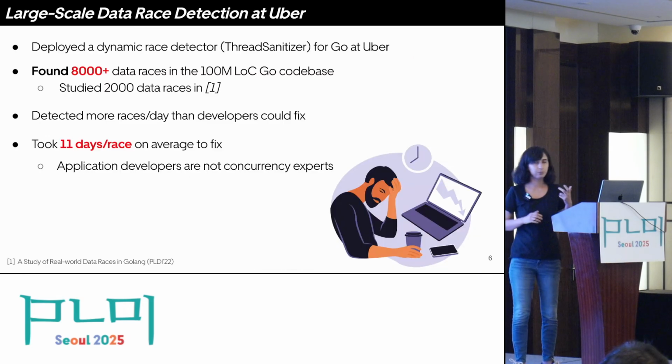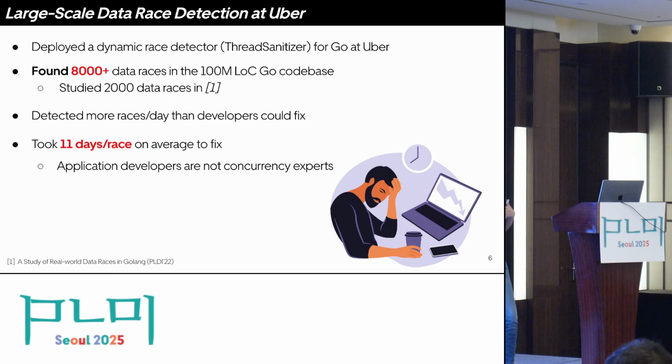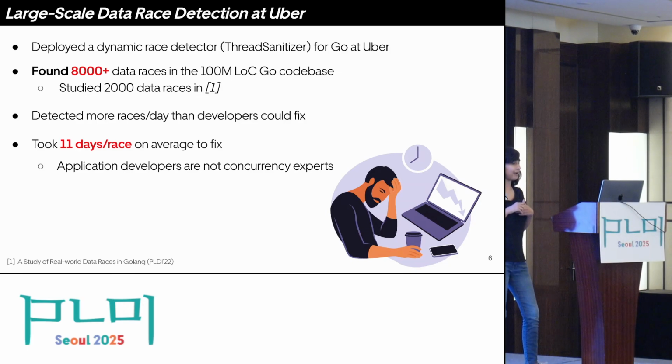We have deployed a dynamic race detector that uses ThreadSanitizer for Go at Uber. In the last few years, it has found more than 8,000 data races in the 100 million lines of Go code that we have. And our team has studied about 2,000 of these data races in a paper that was published in PLDI'25, which is about these different data race patterns.